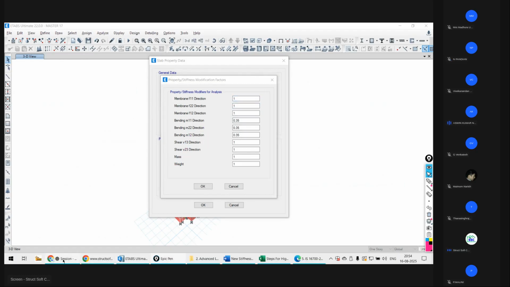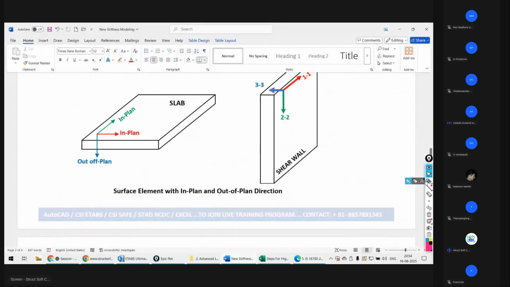Sir, show me where the bending moment in one direction comes. Okay, I will tell you the bending moment in one direction. And in two direction and one direction, where does the bending moment come? See, this is the direction one. Clear? The bending moment in this direction, one. Bending moment in this direction, two. That's it, for the case of slab element.